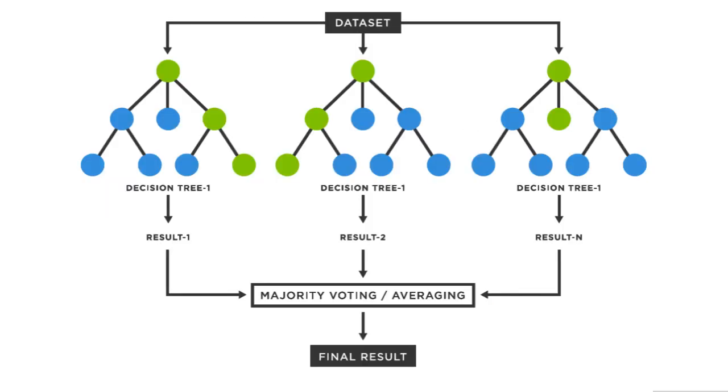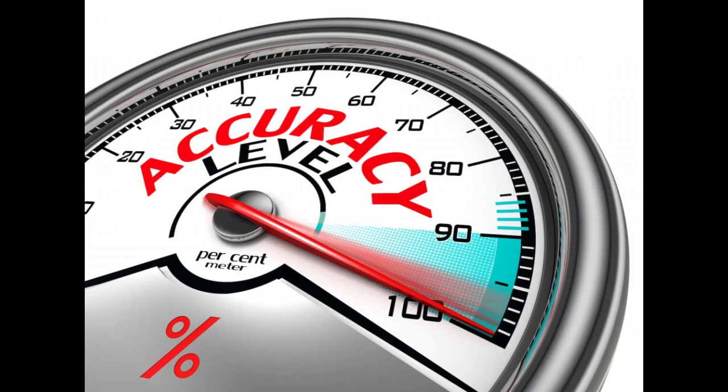Random forest improves upon decision trees by using a technique called bagging, or bootstrap aggregating. Bagging involves creating multiple subsets of the training data, feeding a decision tree to each subset, and then averaging the predictions of all the trees. This reduces the variance of the model and improves its accuracy.